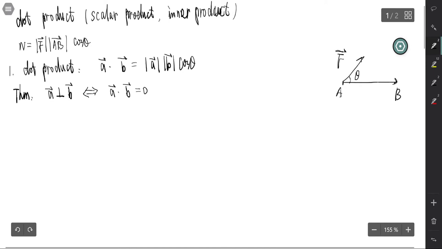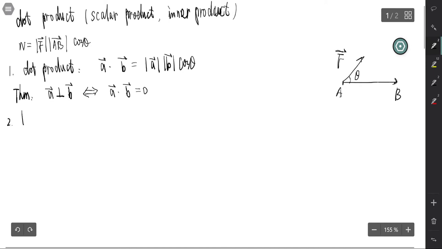And if cosine theta equals zero, then theta should be pi over two. And if theta equals pi over two, we can get that the inner product is zero. So that's the if and only if, the necessary and sufficient condition.